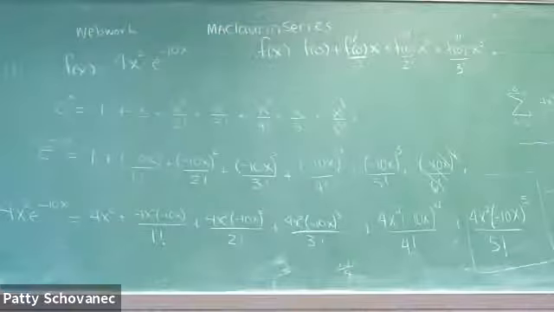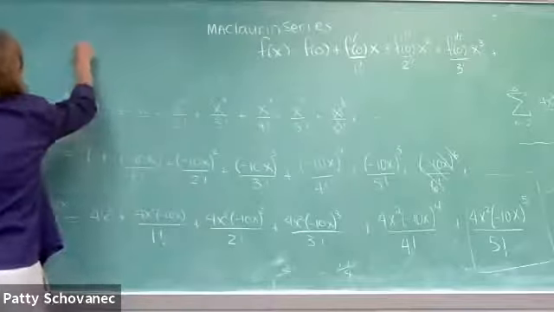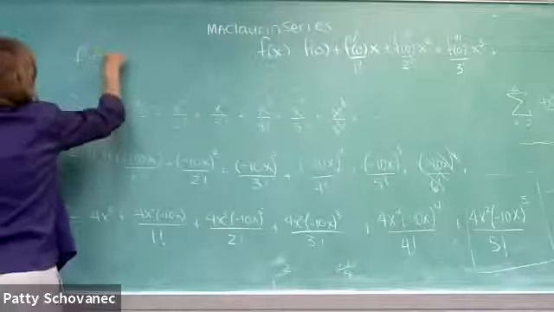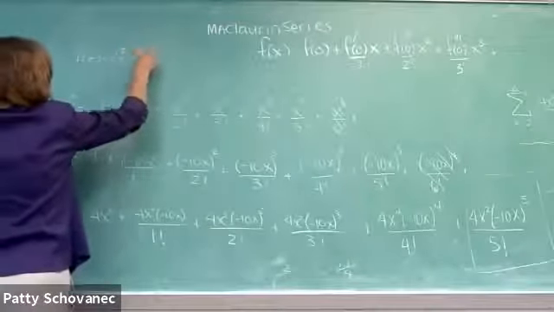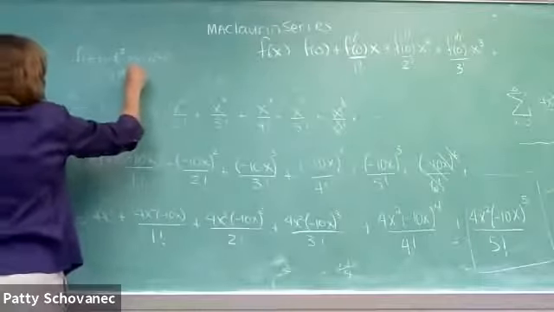Yes, sir. Can you write the first 4 non-zero terms for f of x equals t squared sine of 5t for the tangent series? T squared sine of 5t. Yes. And how many terms? First 4. 4 non-zero terms.